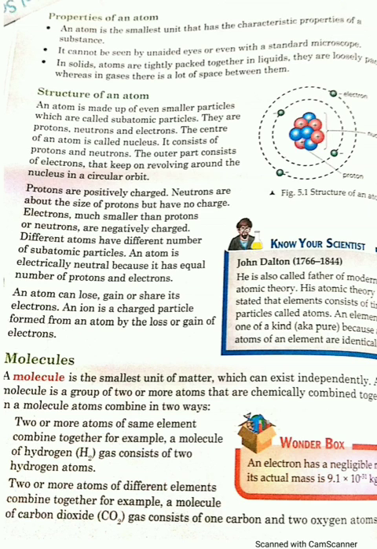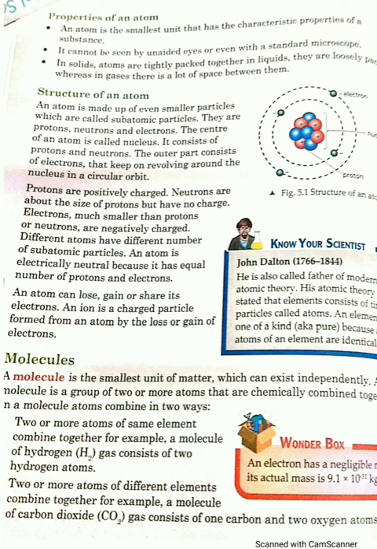And the center of the atom is called the nucleus. It consists of protons as well as neutrons, or we can say protons and neutrons stay inside the nucleus. The nucleus is the center of the atom, and it is smaller than the atom size by a factor of about 10 raised to the power 5.